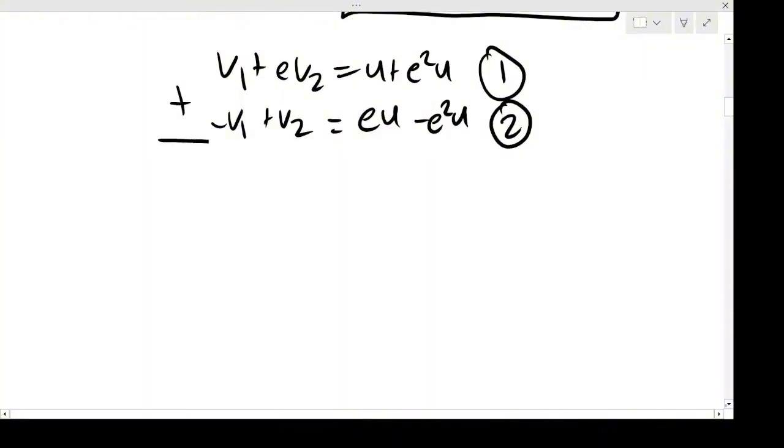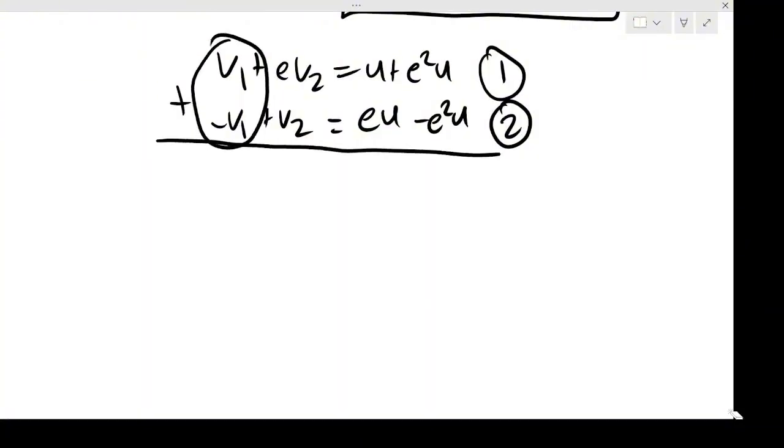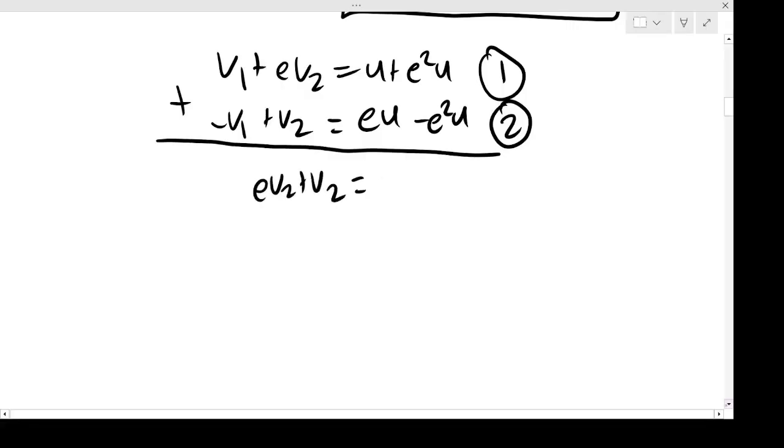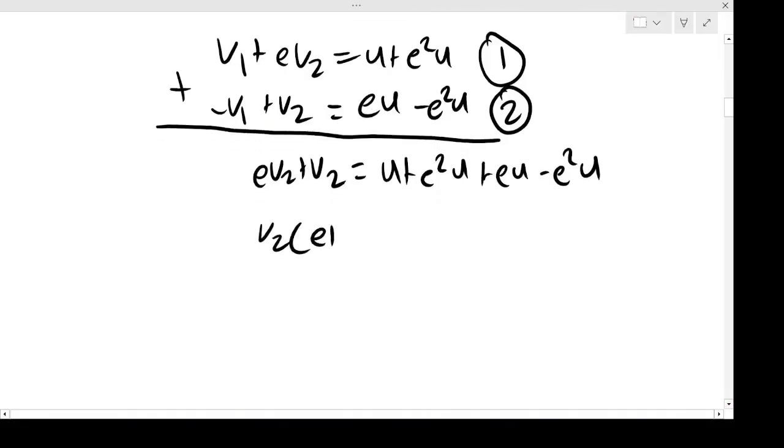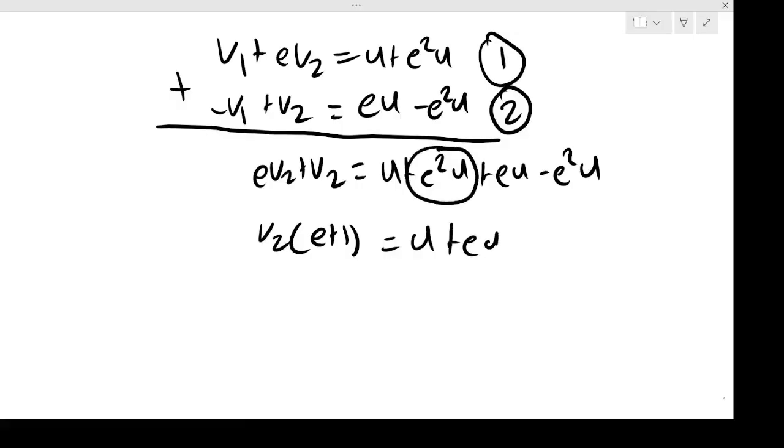So I can actually just add them, right? Because the V1s will cancel. So then I'm going to get EV2 add V2 is going to equal U plus E squared U add EU take away E squared U. This is the equation I end up with if I add these two. Now, I can actually factorise a V2 here. So V2 of E plus 1 is going to equal, now I have U and then plus EU. Now the E squared U's will cancel because I have E squared U minus E squared U. So these will actually cancel quite nicely, okay?